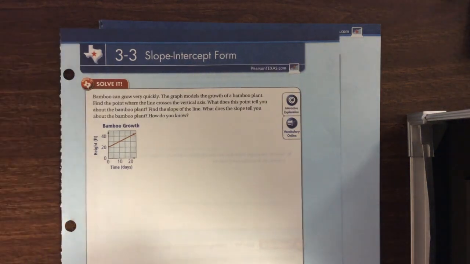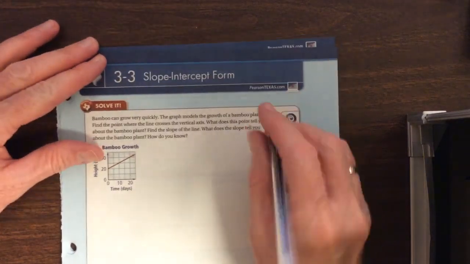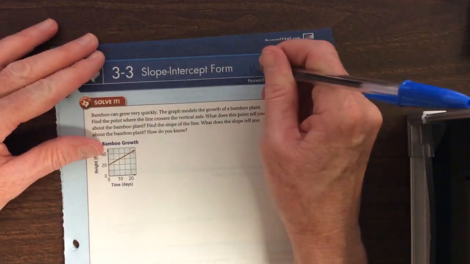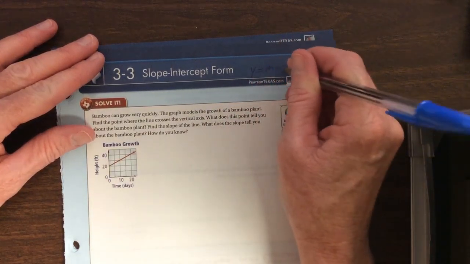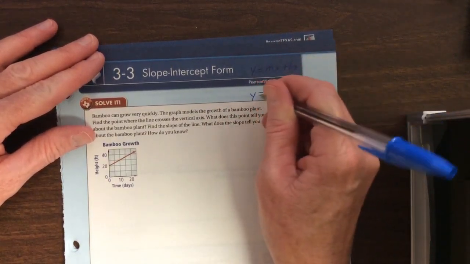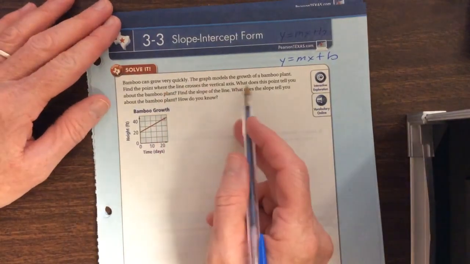Hey guys, this is the slope-intercept form. This is going to lead us into all the other ways to write equations, and this of course is y equals mx plus b. I'll write it down here, y equals mx plus b. Okay, we have a question here.